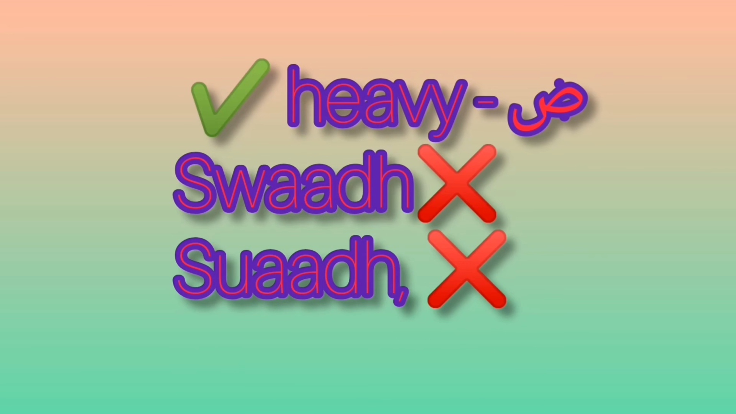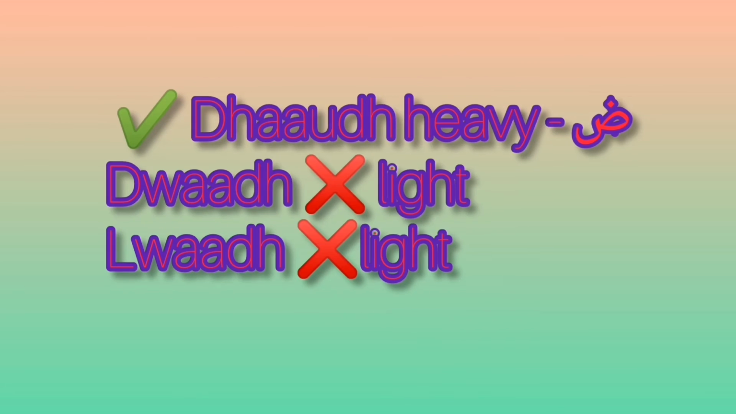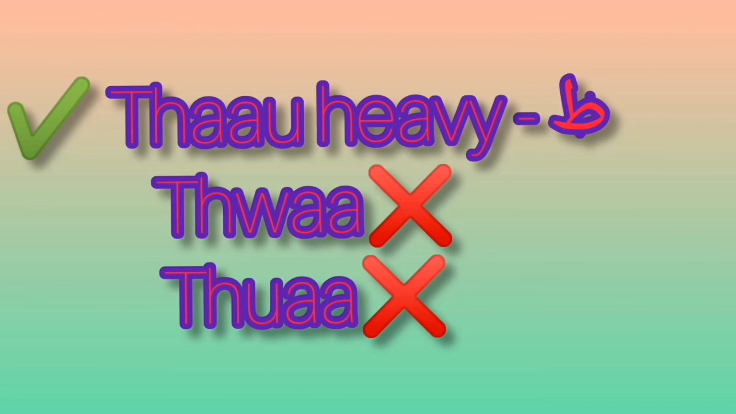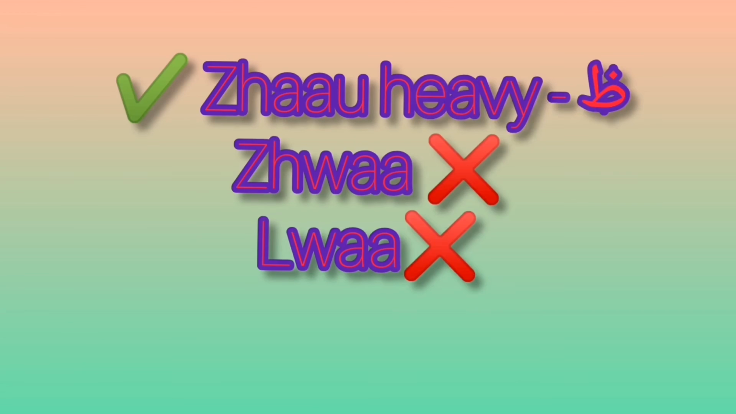Do not pronounce the letter Sad as Swad. Do not pronounce the letter Dad as Dwad or Luad. Do not pronounce the letter Ta as Twa. Do not pronounce the letter Za as Zwa, Lwa or Law.